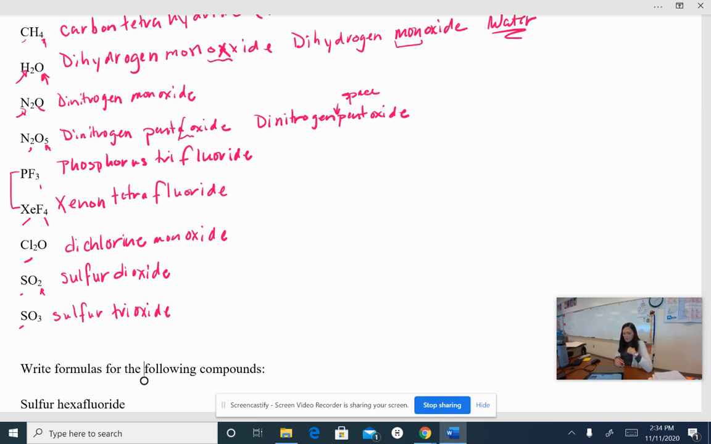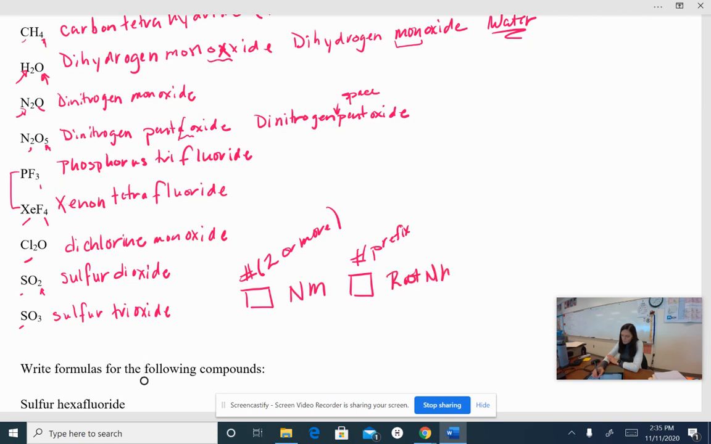All right. Hopefully you're feeling pretty comfortable about this. So notice we have a number prefix and then the non-metal. Then we have another number prefix, and this first number prefix is only if there's 2 or more. If there's only one, we don't put a mono in there. And then we have our second number prefix. And then we have the root of the nonmetal. And then we add on the suffix "ide." That is how we name these things.